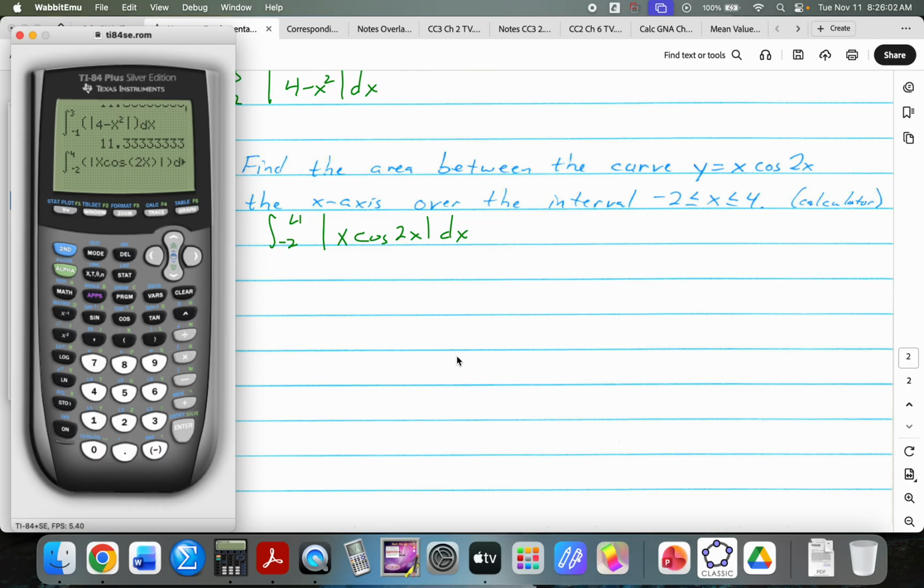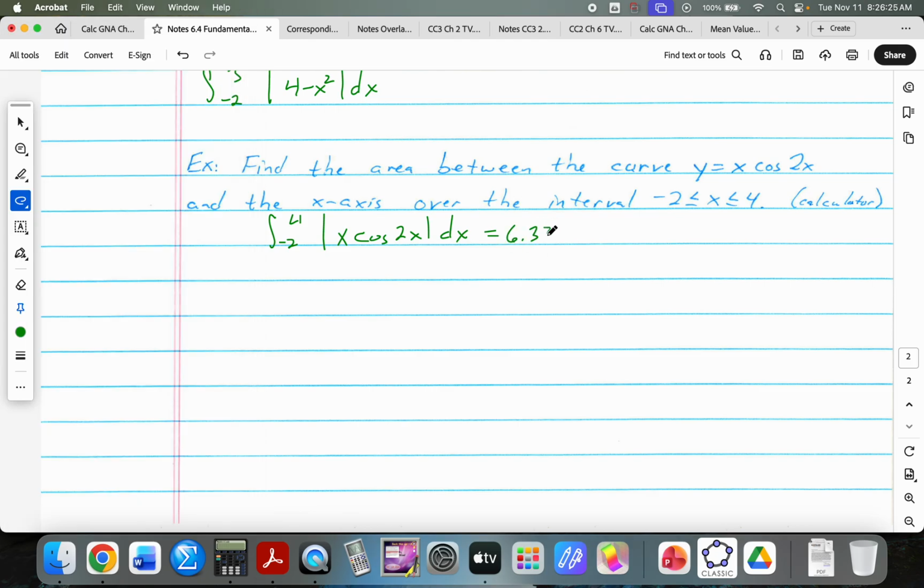And it is thinking hard about this one. There we go. 6.332. It always makes me nervous when the calculator does that, because sometimes it does that because you put in something that's actually impossible, but it's trying to do it, and it'll eventually just crap out on you.